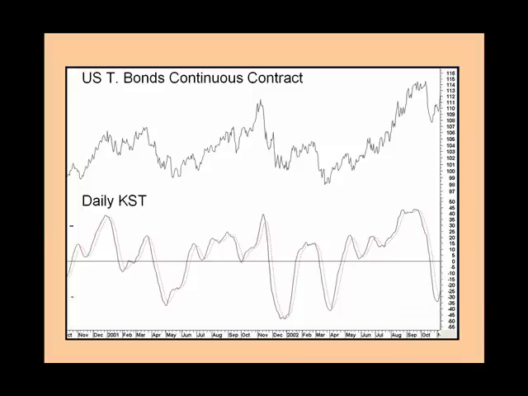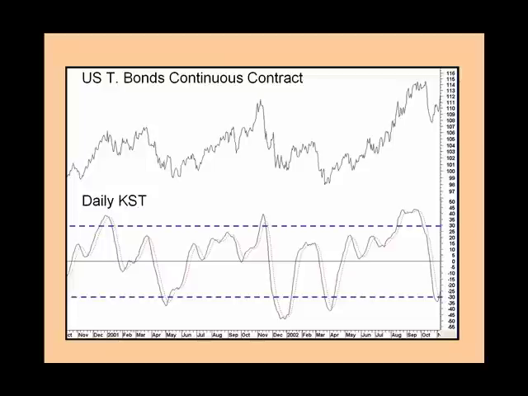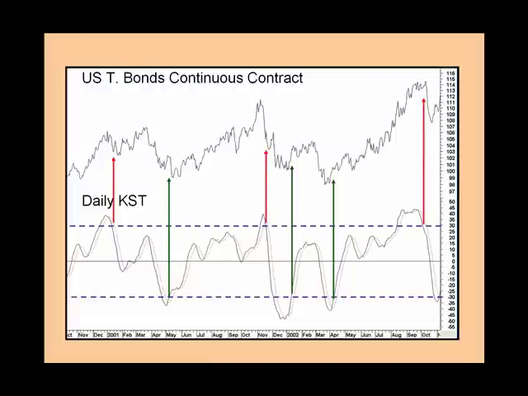It's also possible to draw overbought and oversold lines on a KST using the crossovers on their way back to the equilibrium level as momentum buy and sell signals. Finally, the KST can also be used with divergence analysis and many other momentum interpretive techniques.